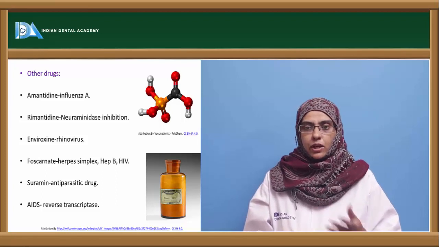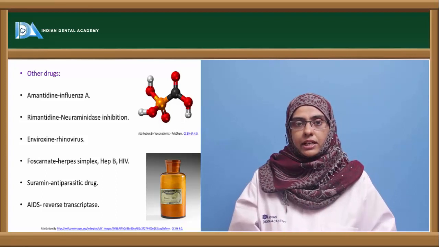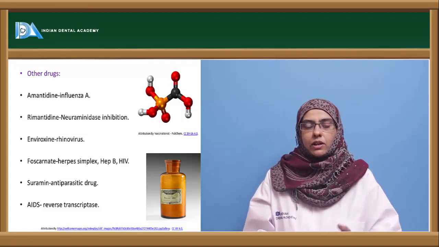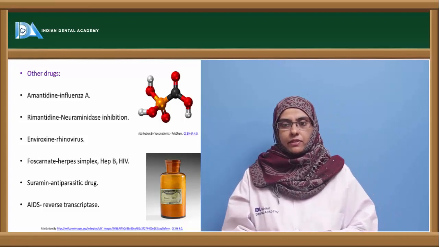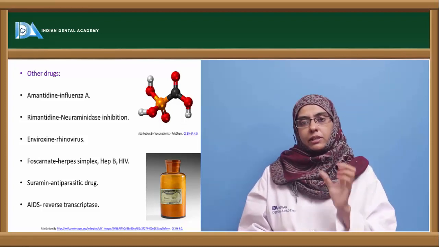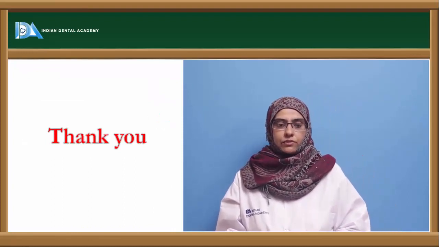And suramin is another important type of therapeutic agent that is active as an anti-parasitic drug. And in the case of HIV infection, the target of suramin is again the reverse transcriptase. So this is about the chemoprophylaxis of the viral disease.